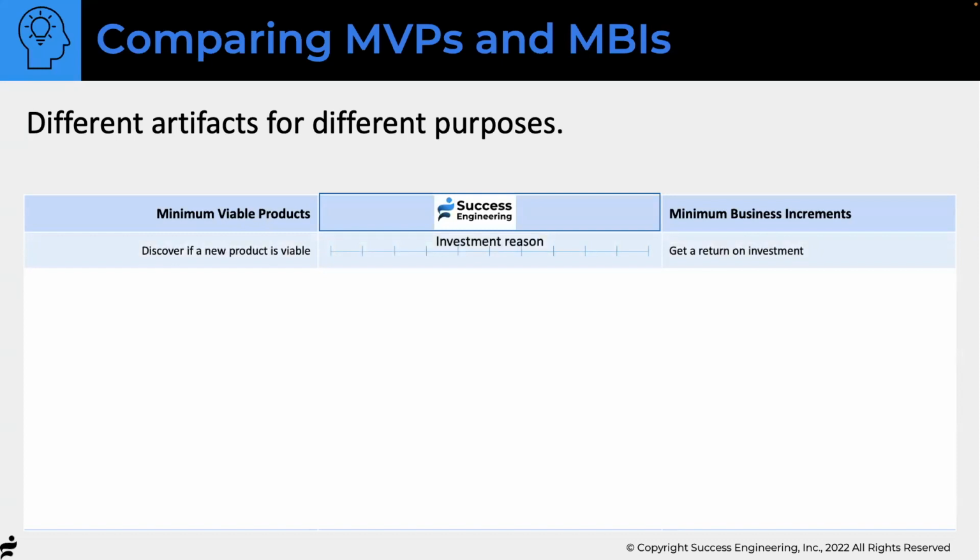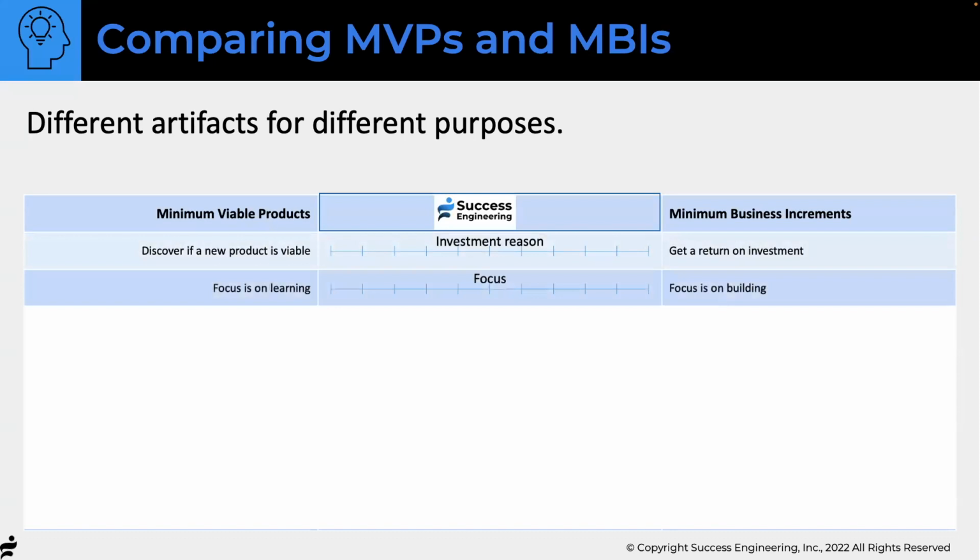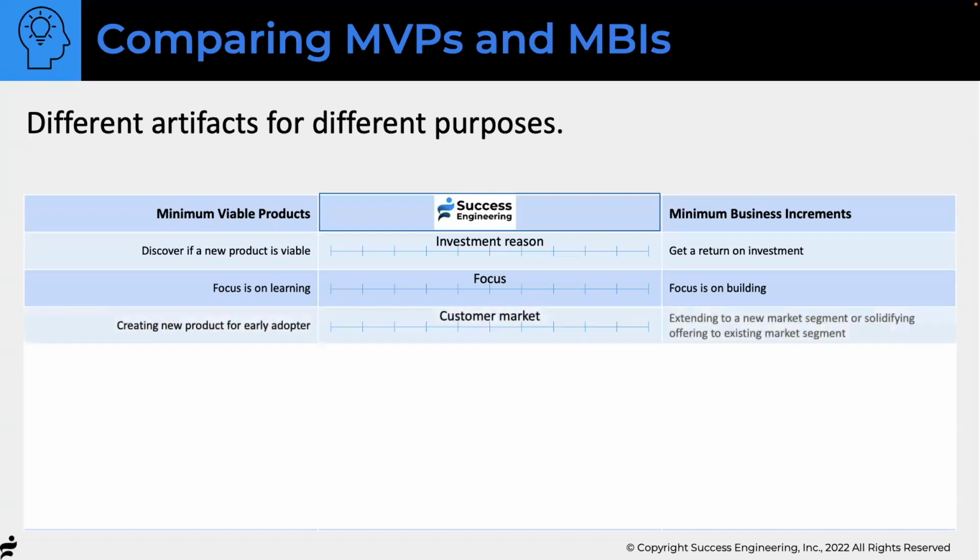You always have to validate both of these, but in one, you're trying to see, do I have a product? And in the other, you're trying to get a return of money on it. Where's my focus? On an MVP, it's learning. The MBI focuses on building. Again, you do a bit of both, so it's not one or the other.